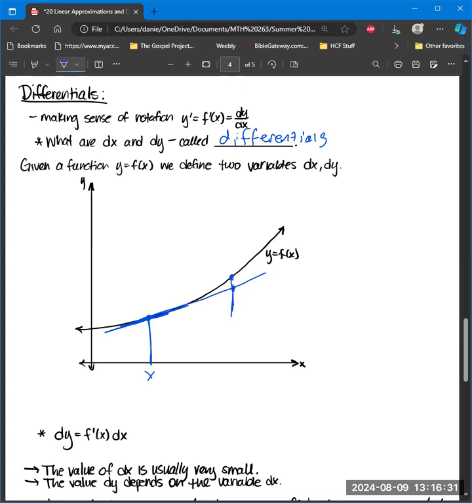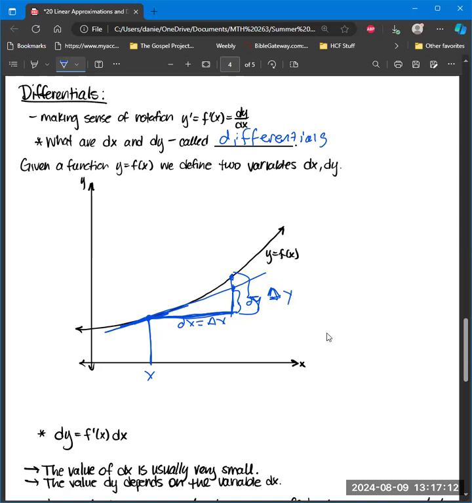And so this distance right here we call dy. We call this distance here dx. Now dx is exactly the same as delta x, but this entire distance here is actually called delta y. And you can see that dy and delta y are close to each other, but they're not exactly the same. They're off by that little bit of error, but dx and delta x are exactly the same. There's no error between them.